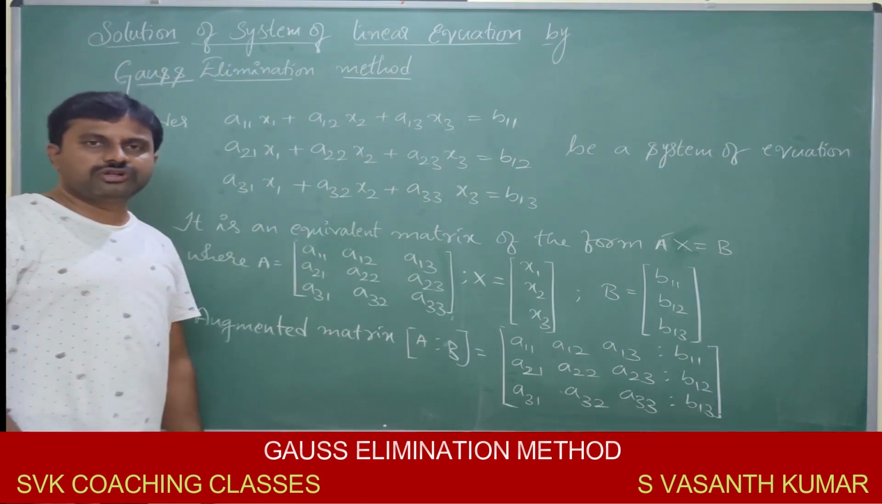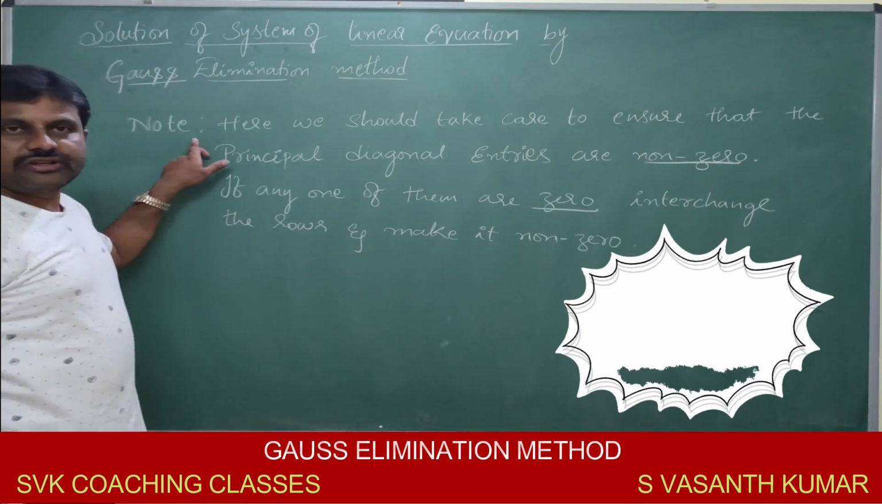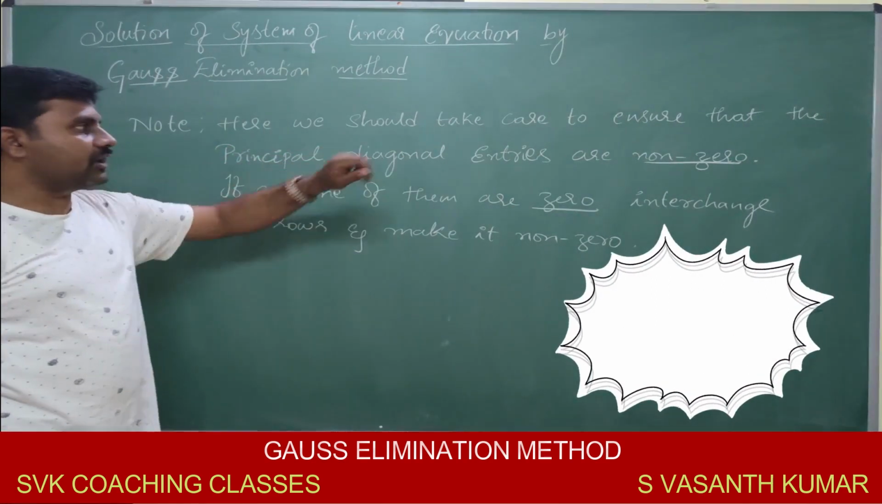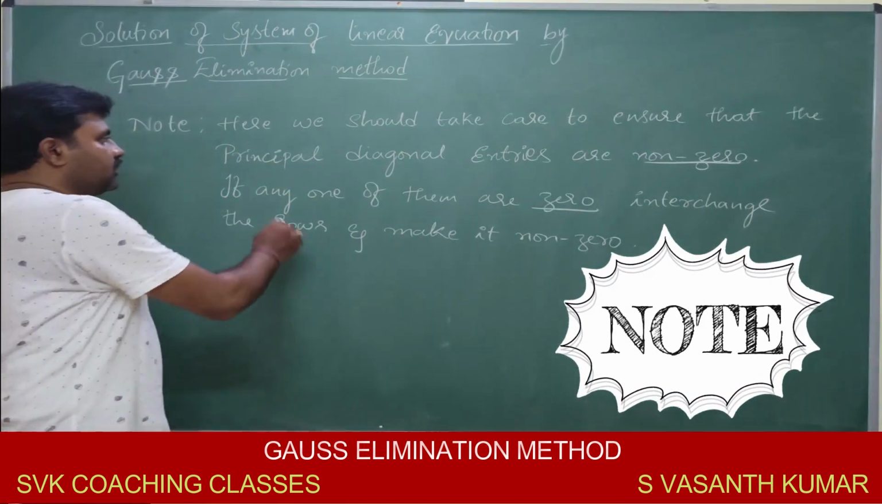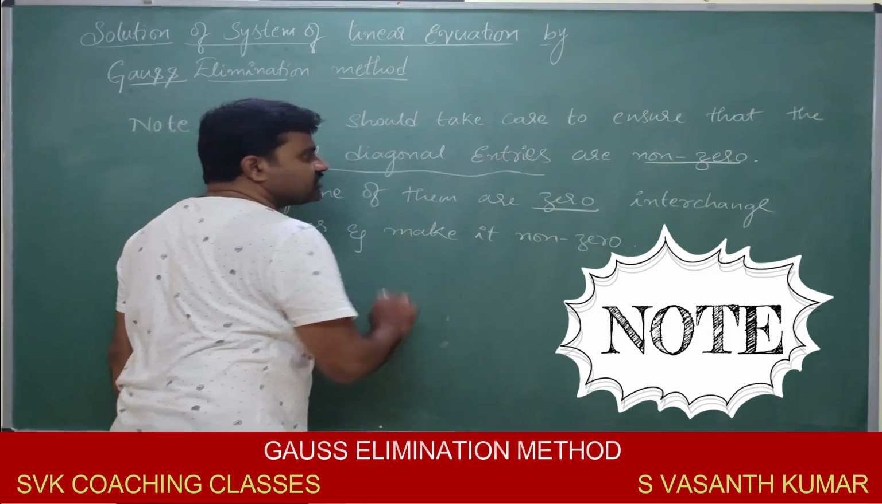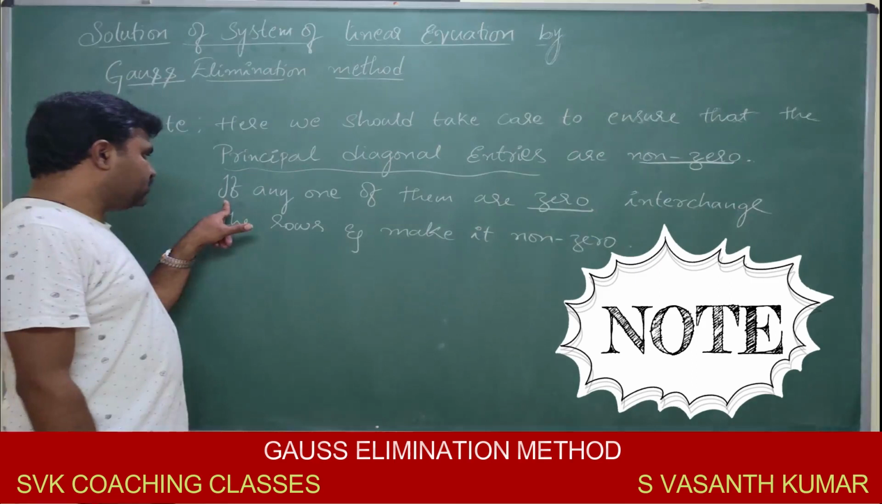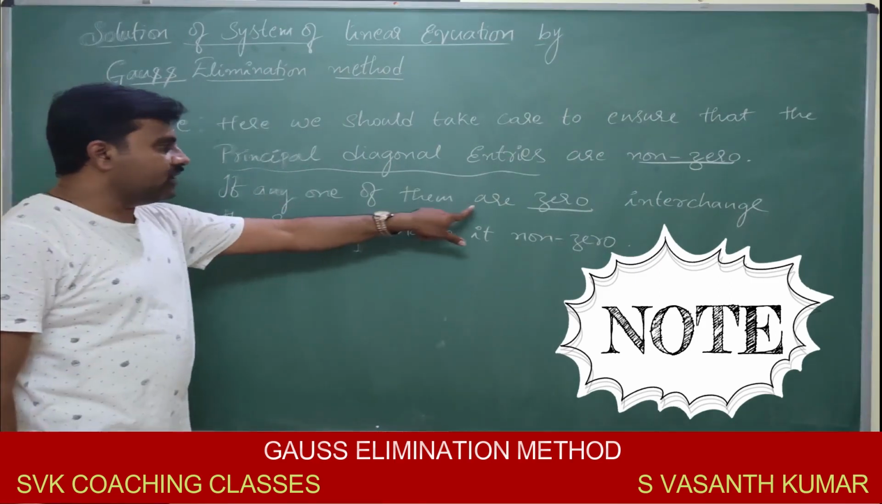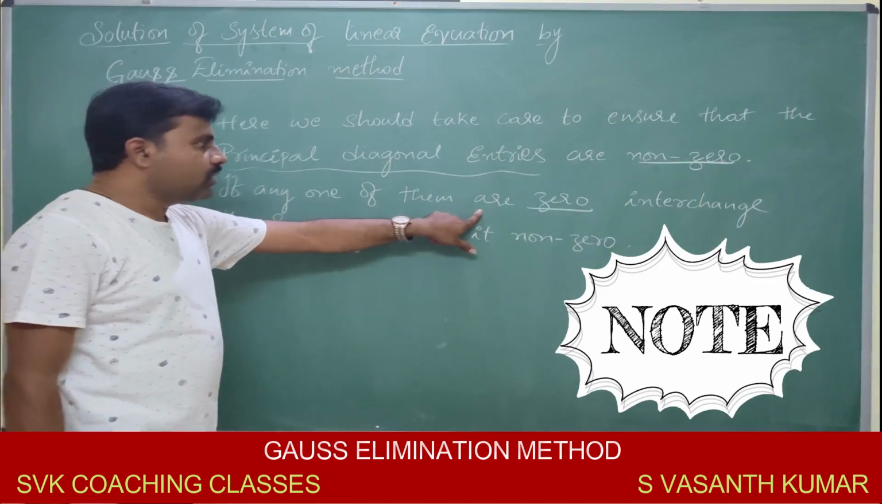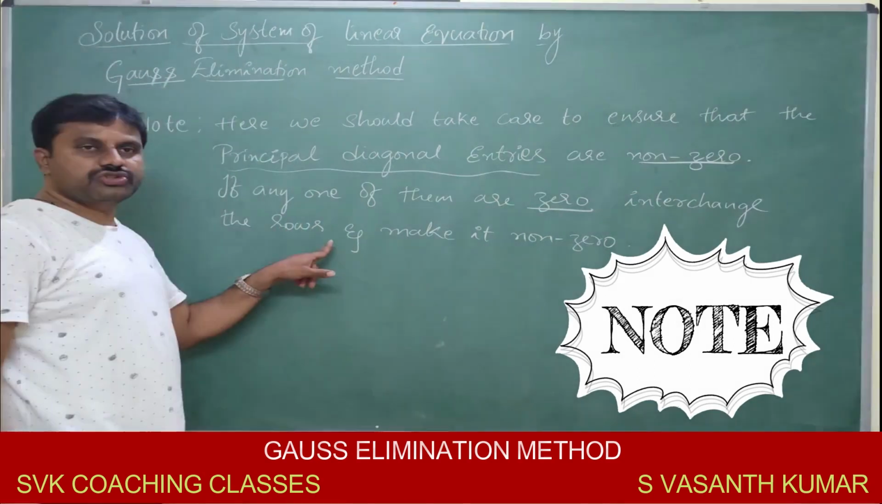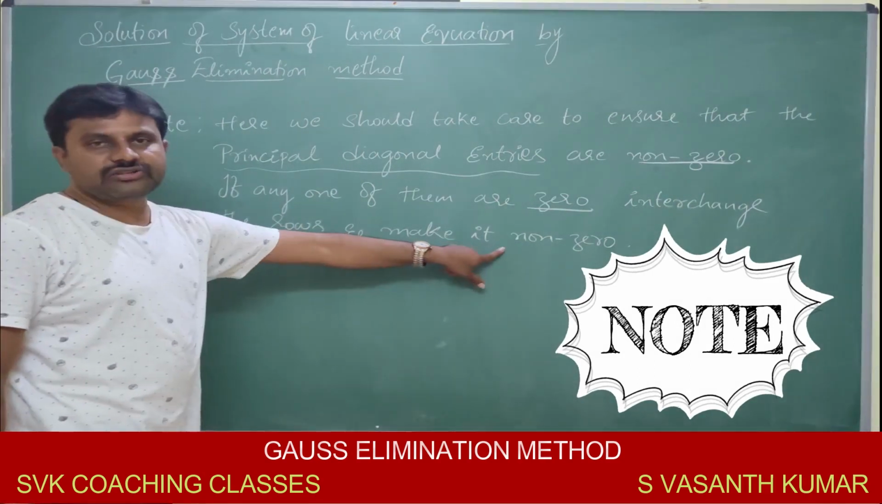Then I want to tell you a note here. We should take care to ensure that the principal diagonal entries are non-zero. In case one of the elements is 0, then interchange the rows and make sure that it is non-zero.